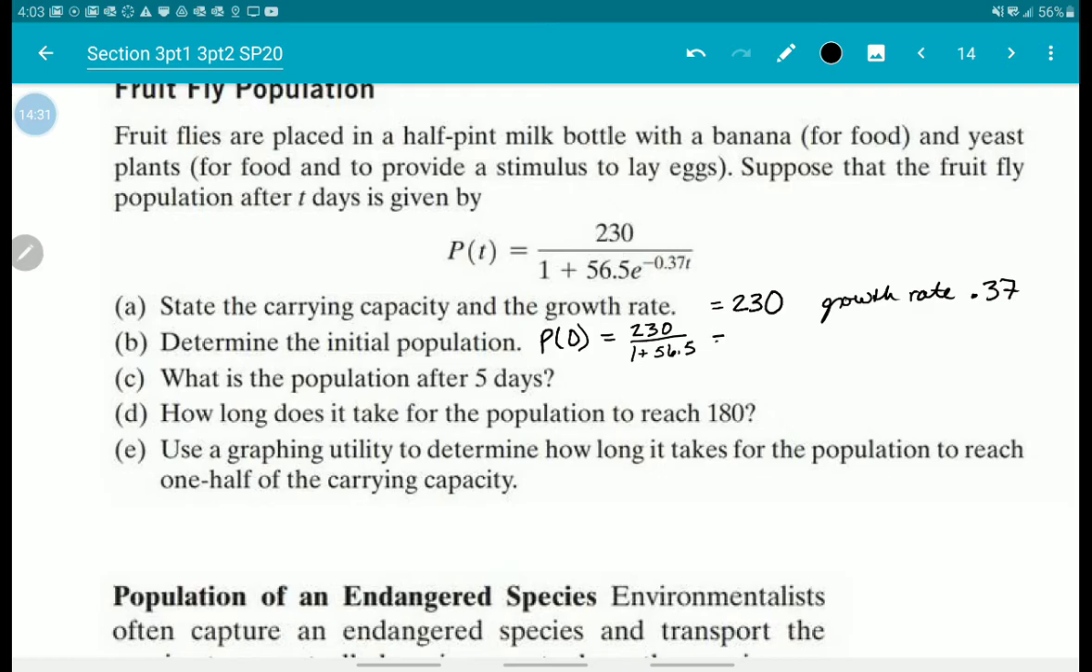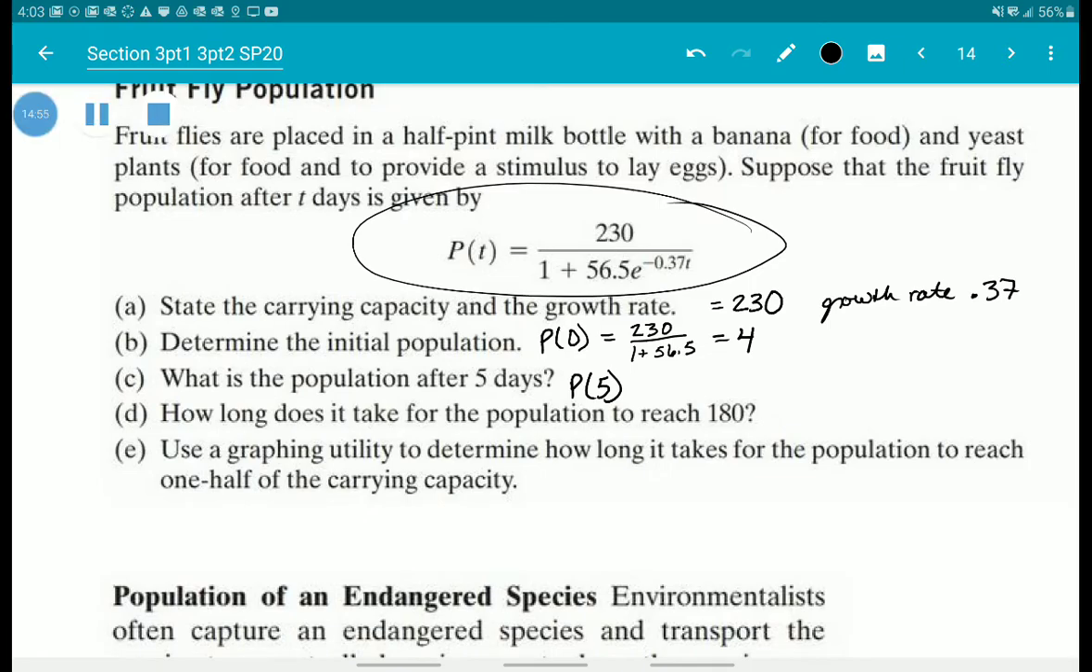Which is 4. So we started out with a population of 4. They're asking us in part C, what's the population after 5 days? So we're going to plug a 5 in here. And we could graph this. We could put it in our calculator and then use the table feature to find that population. You may want to take a moment and do that.